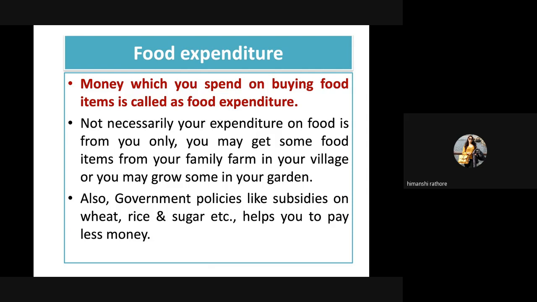Another thing is that you may get major food ingredients like wheat, sugar, rice, and oils from government policies, because every government has certain policies that provide these necessity ingredients at a subsidized rate. So these include wheat, rice, and sugar, which help you pay less money. So it's not that you always have to buy things; you can also get your food from your own farm or from government policies.